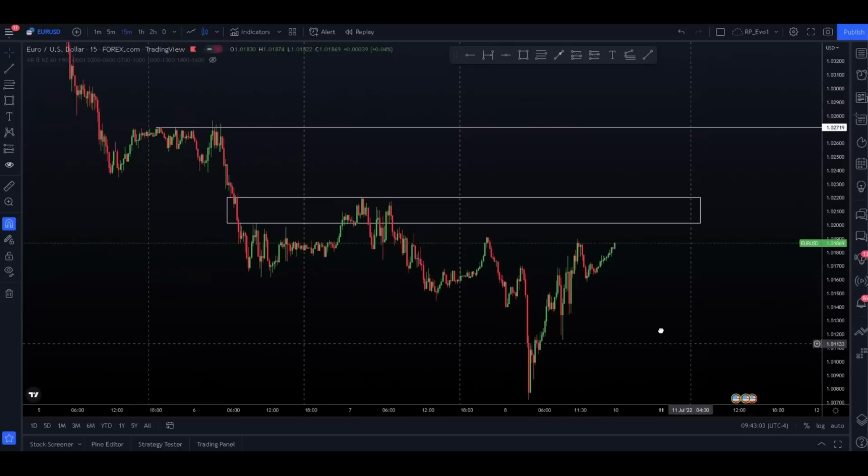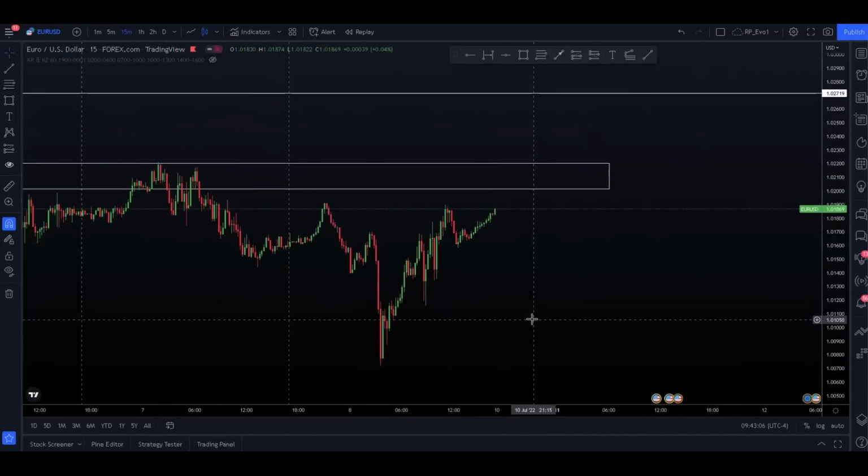And then just the daily and 15-minute chart. I like the New York session because I think it's the easiest session to trade, especially if you are a new trader.